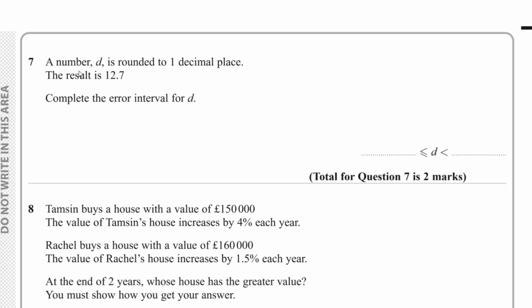Question number 7. A number D is rounded to one decimal place. The result is 12.7. We have to complete the error interval for D. Well, we have 12.65, which is less than or equal to D, which is less than 12.75.